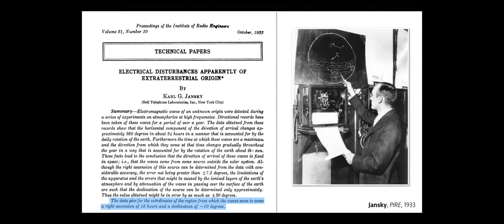And it turns out that the source of this mysterious interference, which he managed to deduce was coming from far away from the Earth because of the rotation with the sidereal time rather than the rotation of the Earth itself, was fixed to the background of the stars. It was actually coming from the direction of the center of our own galaxy. So the very first detection in radio astronomy was from the center of our galaxy. And Jansky published this finding in 1933 in a paper with a rather terrifying title, Electrical Disturbances Apparently of Extraterrestrial Origin.